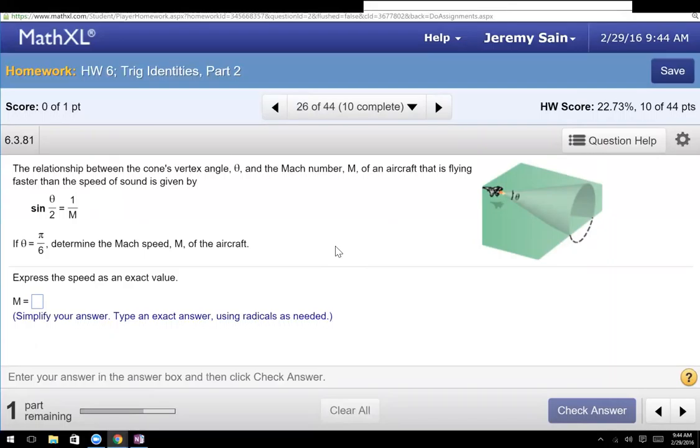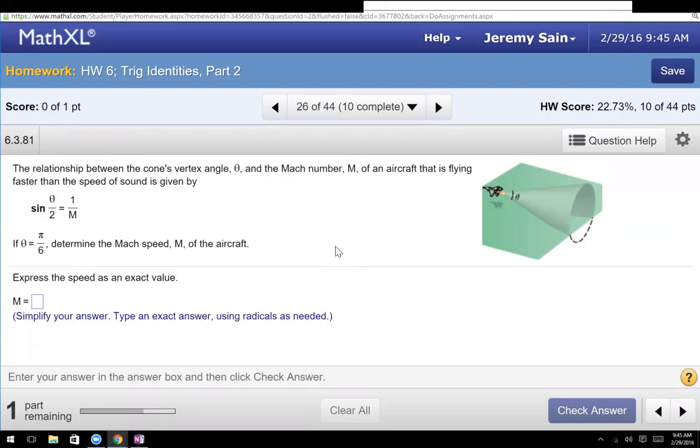The relationship between a cone's vertex angle theta and the Mach number m. Dude, we get to talk about Mach speed. Hey, there's guys in here, so that should be exciting. So bear with us, all the non-guy people. All right. Flying faster than the speed of sound is given by sine theta over 2 is 1 over m. If theta is given, determine the Mach speed of the aircraft.